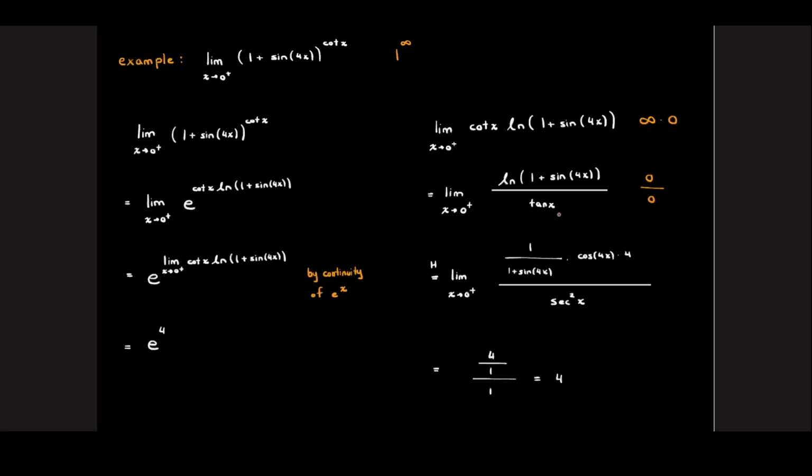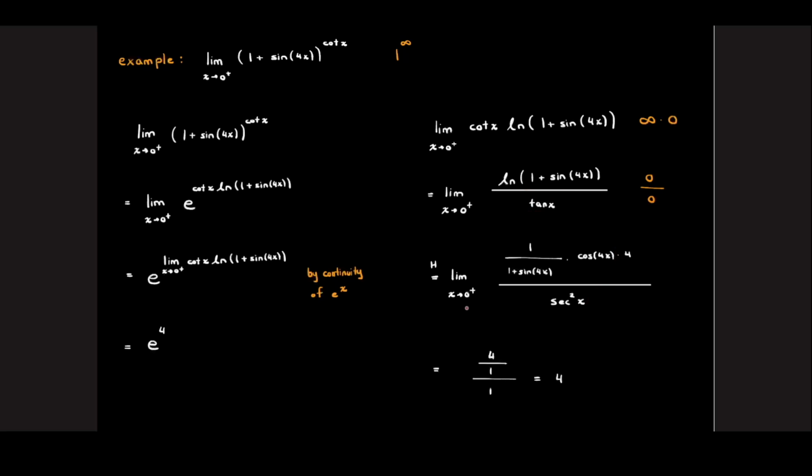Now let's apply L'Hopital's rule and differentiate the top and bottom separately. To differentiate the top, we have to use some chain rule. The derivative of natural log is 1 over the input. The input is this function here, so we put that there. And then by the chain rule, we have to multiply by the derivative of this inside function. The derivative of 1 is just 0, and the derivative of sine is cosine. Then you keep the inside the same, and you chain it with the derivative of the inside, which is just 4. And that's how you get this. And then the derivative of the denominator, which is tangent, is just secant squared.